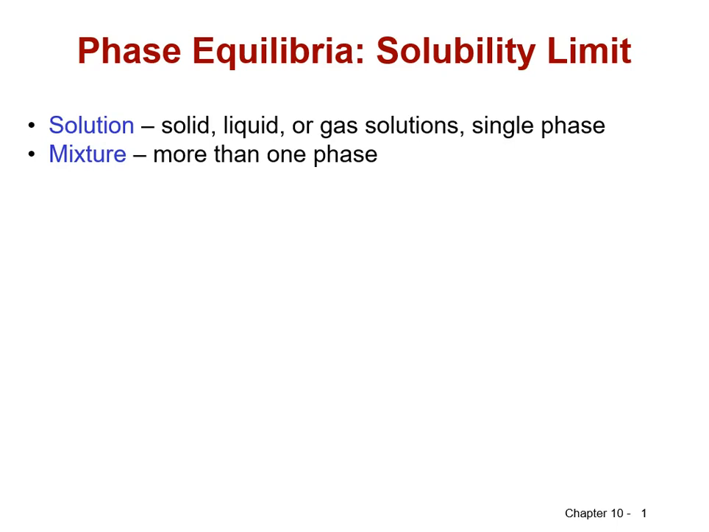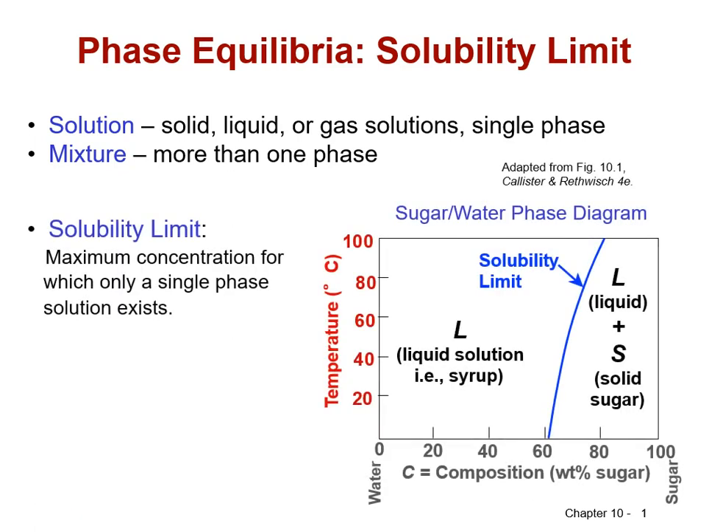So just to drop back a little bit, we're going to define a solution as a solid, liquid, or gas which has only one phase, not a mixture which can have more than one phase. So basically it's a bit recursive. A solution will typically be clear, with one component dissolved in the other. We'll start out with an example that everyone's probably familiar with, sugar and water. Everyone knows that sugar will form a solution in water, a syrup.